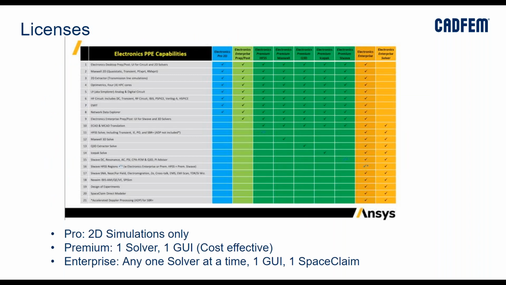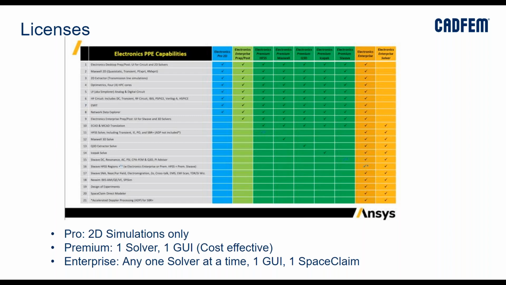As for the license, we also changed the license model 3 years ago. We have the so-called PPE license, which stands for Pro Premium Enterprise. You can think of that as small, medium, large. So Pro is the smallest license. That's for 2D simulations, and I personally don't recommend it. Nowadays things are more complicated. There are some effects which you can't see only in 2D. So I wouldn't recommend Pro.